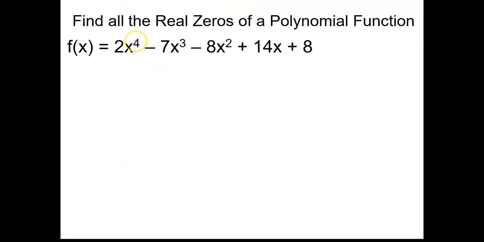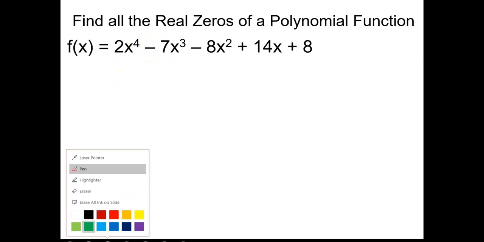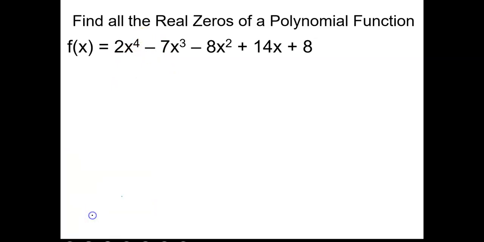So the highest degree of this is 4, so we expect to have at least 4 zeros. Okay, so let's find all the possible zeros and then test them, because for us to use synthetic division, we have to have at least one factor to start with. So let's apply the rational zeros.